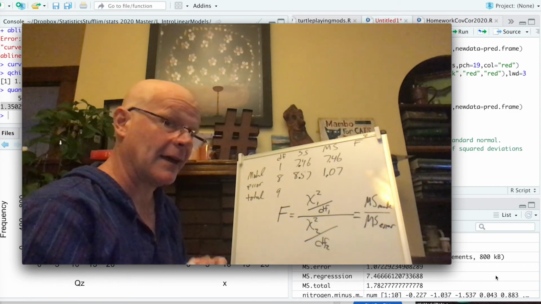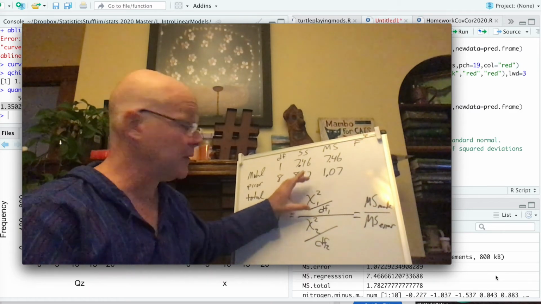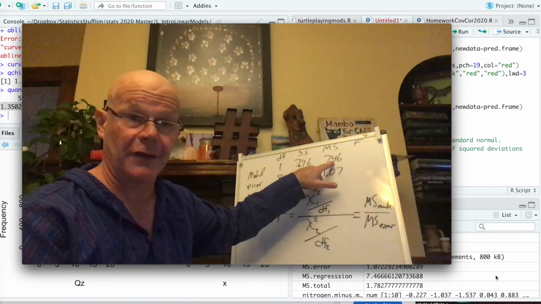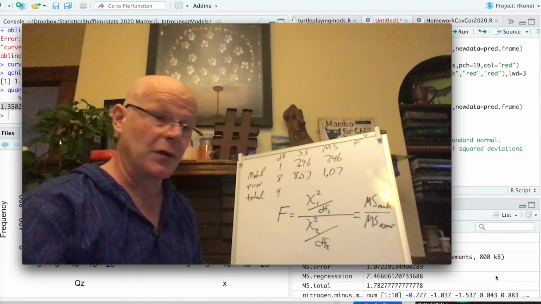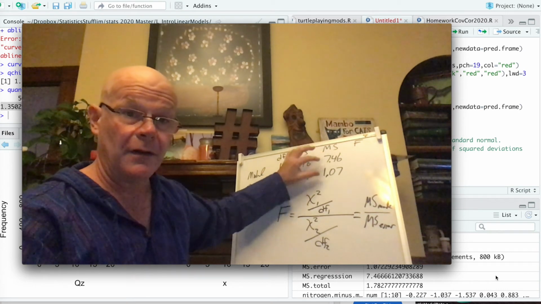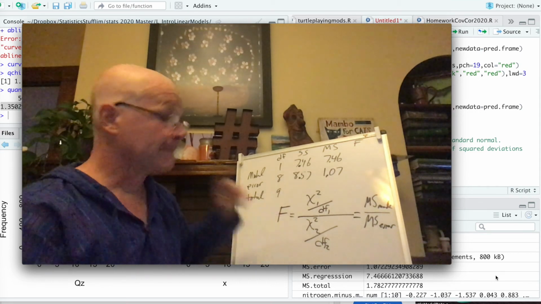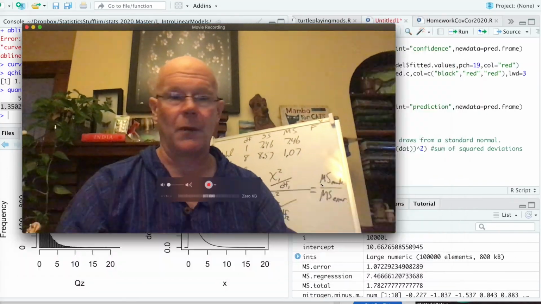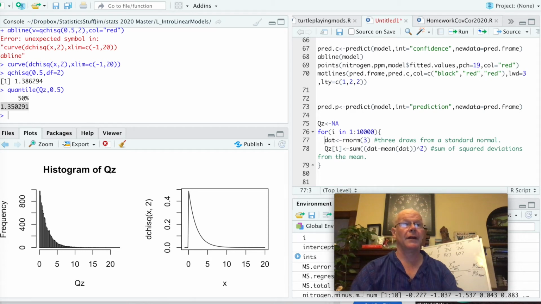So let's take a look at what the F distribution looks like, because the F distribution is just the ratio between two different chi-squares. And this is why we use the F distribution when we do an analysis of variance. That's exactly what it was built for, to think about the relative amount of variation explained by our model versus the unexplained variation. Okay. And so let's take a look at what the F distribution actually looks like.